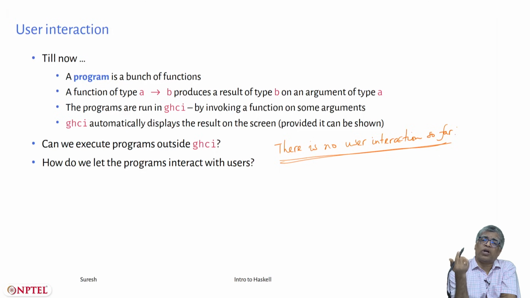User interaction is important because you might want to ask the user to enter something, the user enters something and the program acts based on what the user enters. Then it shows the user some value, and based on the value the user decides what is the next input to enter. Okay, so this is important.